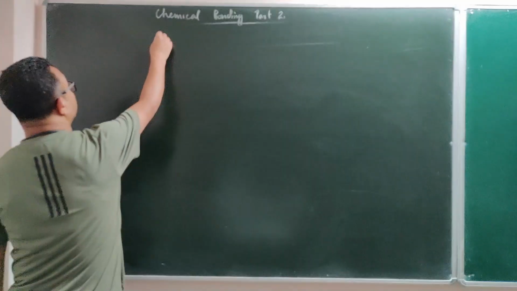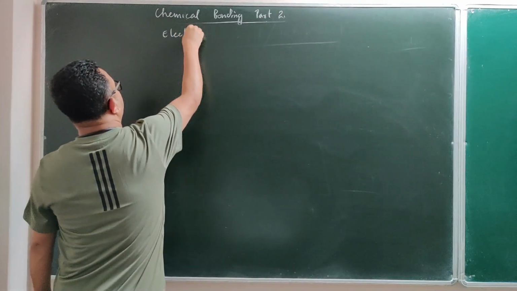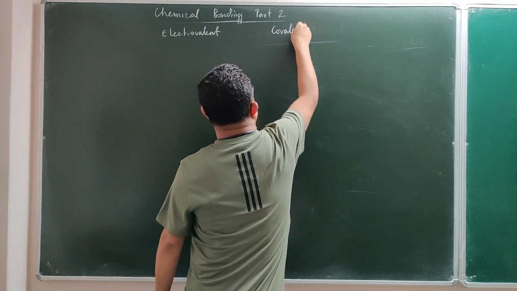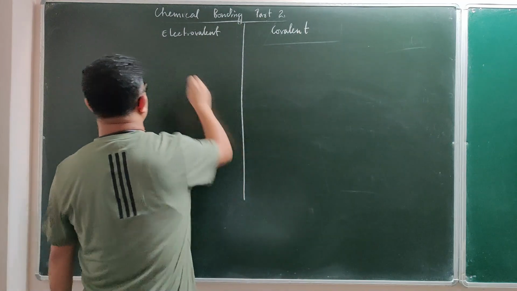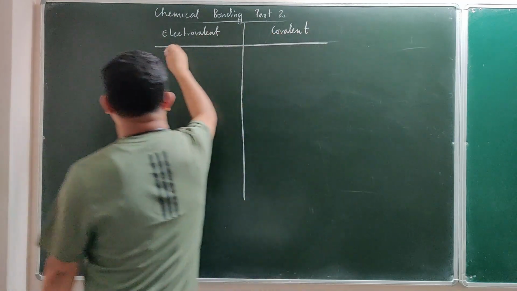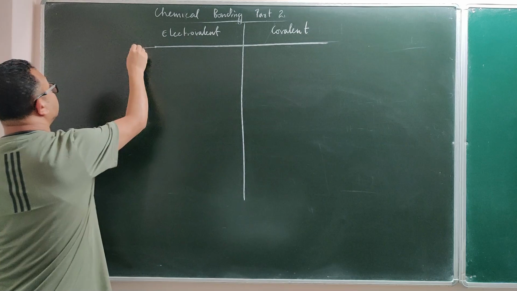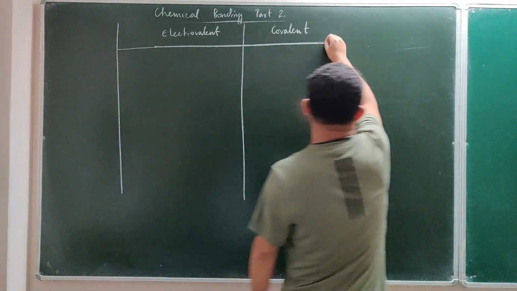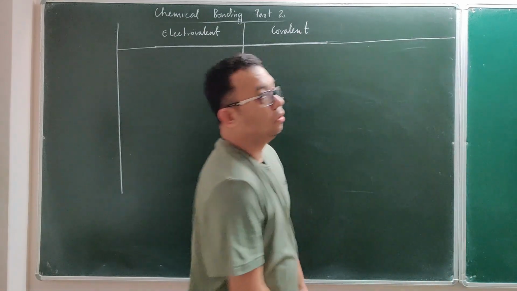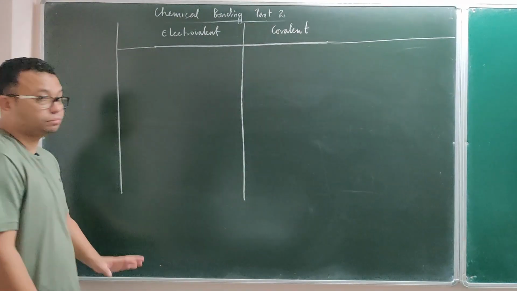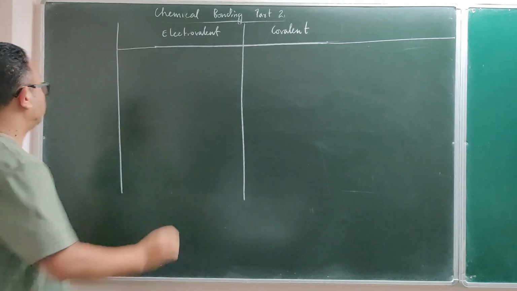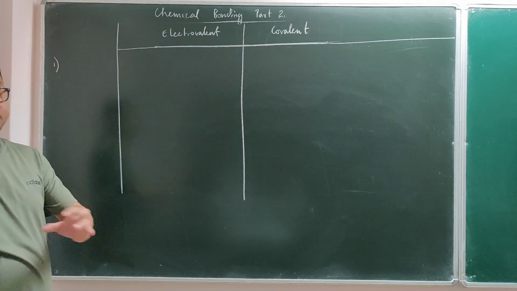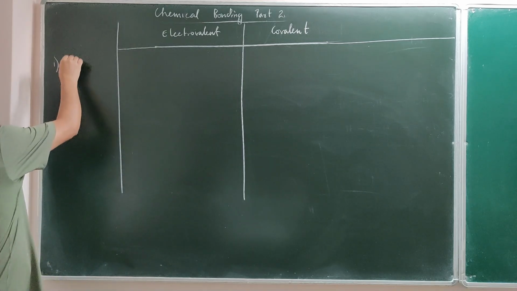Let me then write down here electrovalent, also called ionic, and this one is covalent. Now, what are the differences or the properties that you are supposed to do? I am starting with the first. I am going exactly according to what is mentioned in your syllabus. So the first one is state.